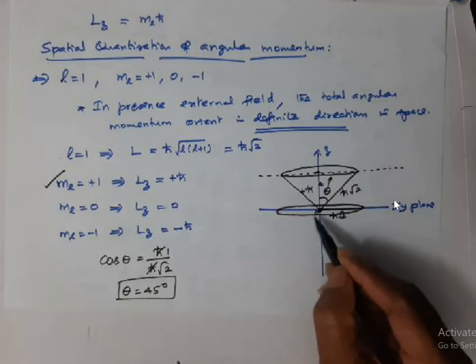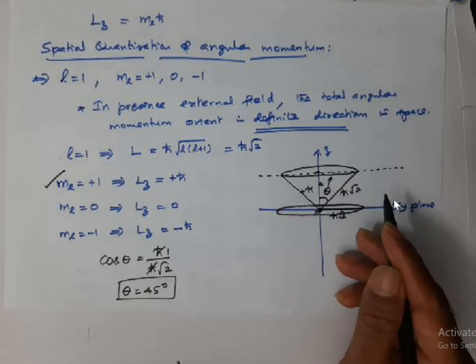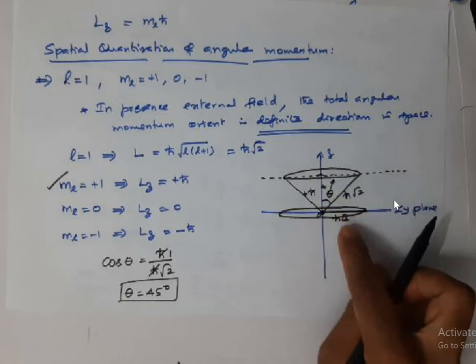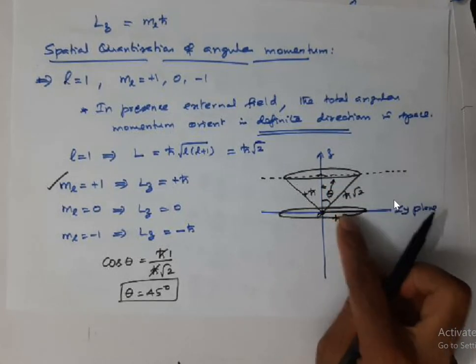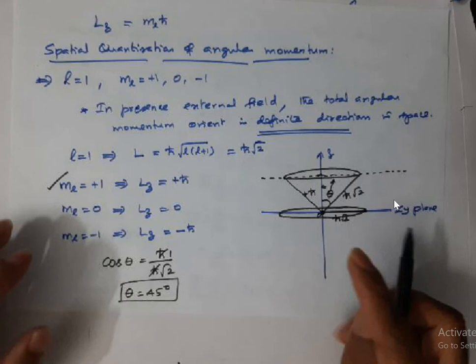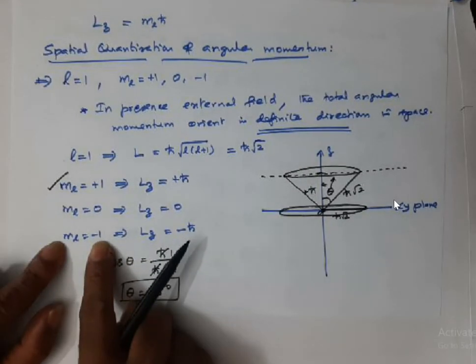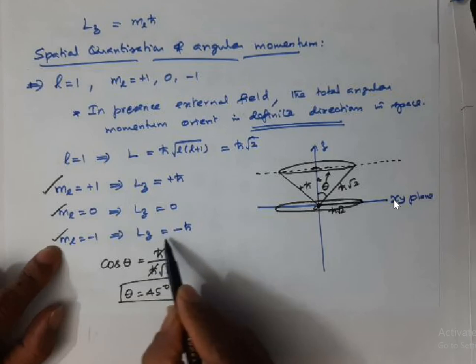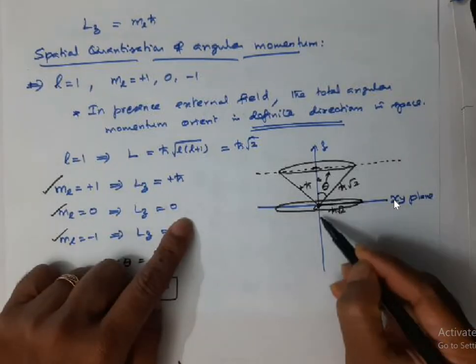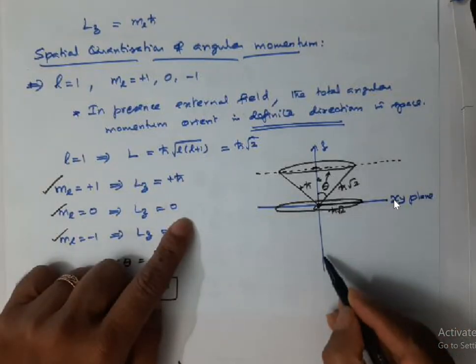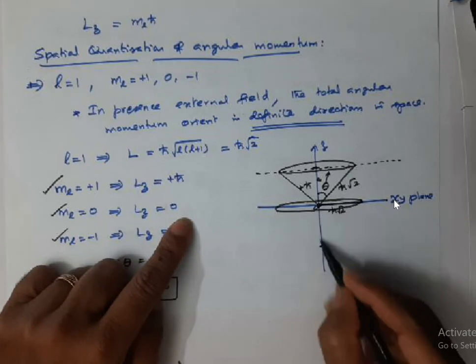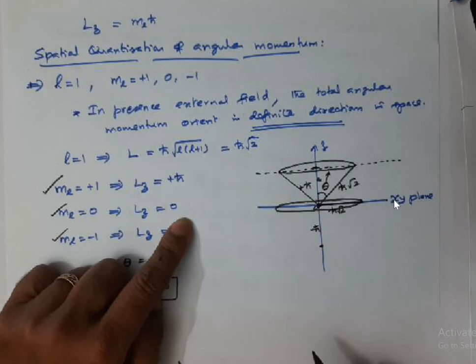This is the second orientation of the total angular momentum in space. This is one possible orientation, and this is another possible orientation. What is the third possible orientation? ml equal to minus 1. If ml is minus 1, the z component of angular momentum is minus h bar. Minus h bar means on the negative side, so on the negative side you take a point here such that this length is minus h bar.